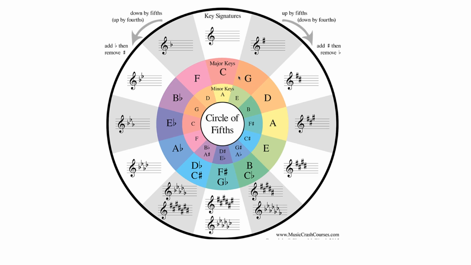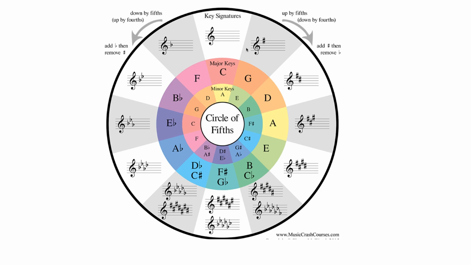So counting another 5 notes, G, A, B, C, and D, we have D with 2 sharps. Counting another 5 notes, we have A with 3 sharps. Counting another 5 notes, we have E with 4 sharps. Counting another 5 notes, we have B with 5 sharps. And counting another 5 notes, we have F sharp with 6 sharps. And here it starts to connect to the other side of the cycle.